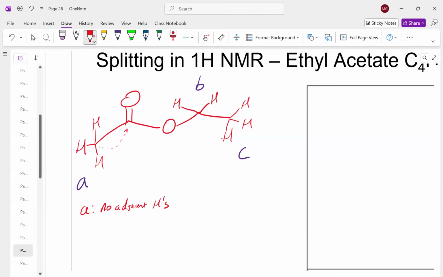Now let's look at the B hydrogens. If I go one atom one way, that's an oxygen, no hydrogens there. If I go one atom the other way, there's three more hydrogens. So B is adjacent to three hydrogens. And I want to highlight something important here. Those three hydrogens are not equivalent to B.